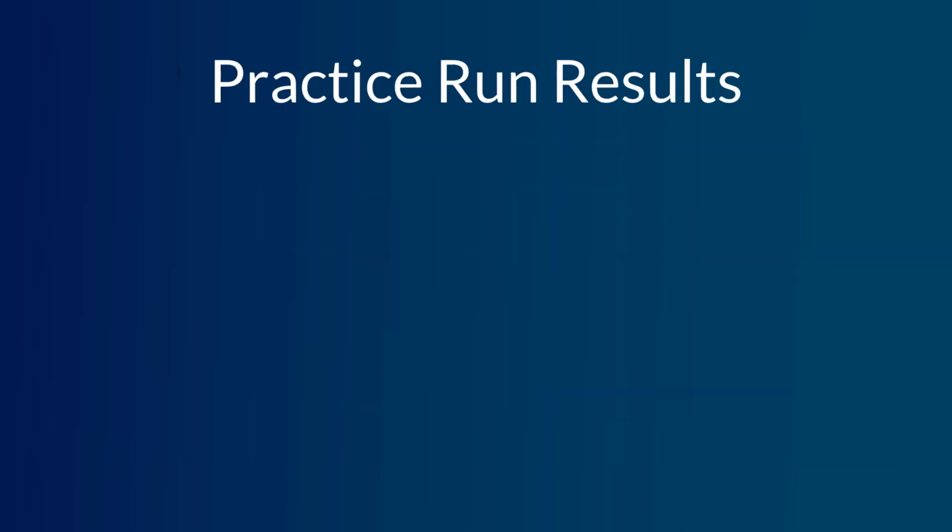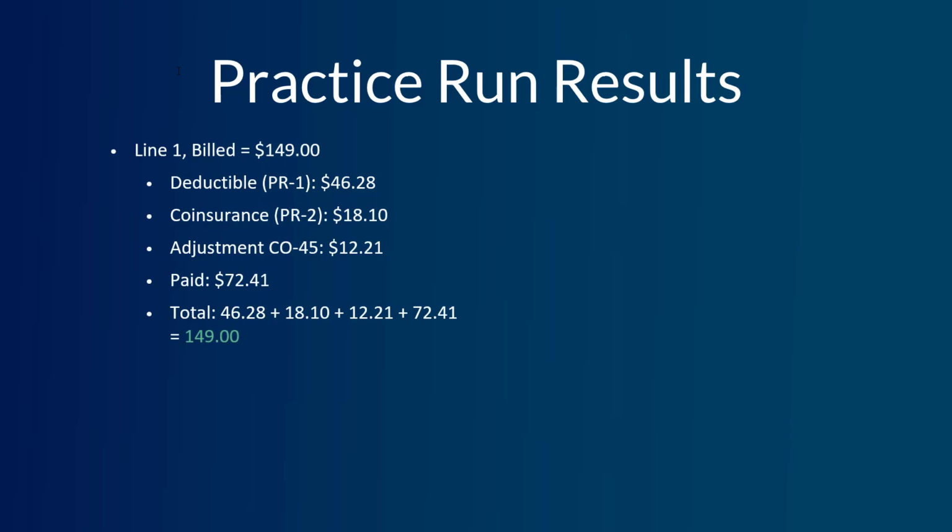Let's take a look at the results from your practice run. For the first line, the billed amount was $149. There were 3 adjustments in total. There was a deductible, which was listed in a column rather than as a code. There was a co-insurance, also listed in a column, and then an adjustment listed with the actual code. Those 3 adjustments added up to the paid amount do equal the $149. In a real scenario, you would have had to do that translation from earlier that involved looking up the PR1 and the PR2 for the deductible and co-insurance.